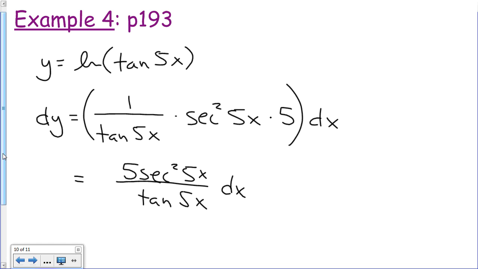Okay, and again, notice that when you're doing this, the dx just shows up at the end. To find dy, you just simply find your derivative and then just multiply by dx. Dx just gets added, or not added, really multiplied at the end.